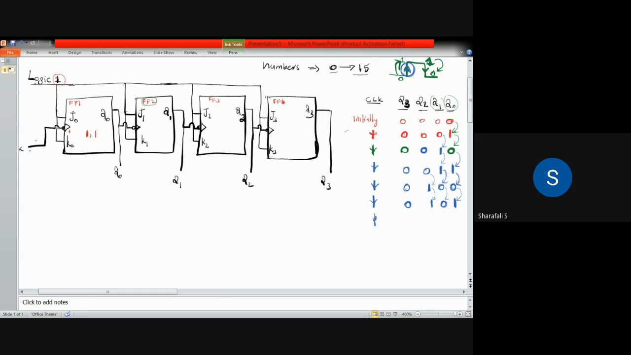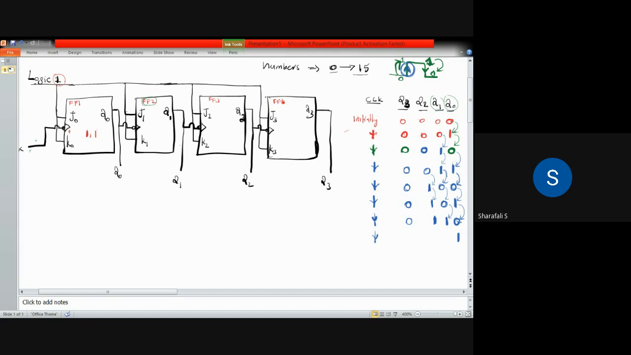Now again Q0 toggles to 0. Now it is going from 1 to 0, which means that it is at the negative edge, so the Q1 value will change and it will toggle to 1. Since it is going from 0 to 1, it is a positive edge. So again Q2 retains its state, because we only have a positive edge for Q1, and again Q3 will be 0.